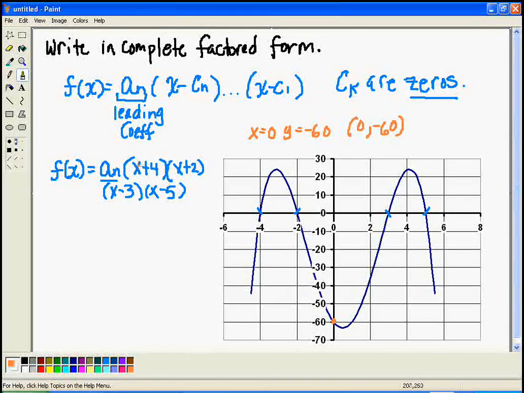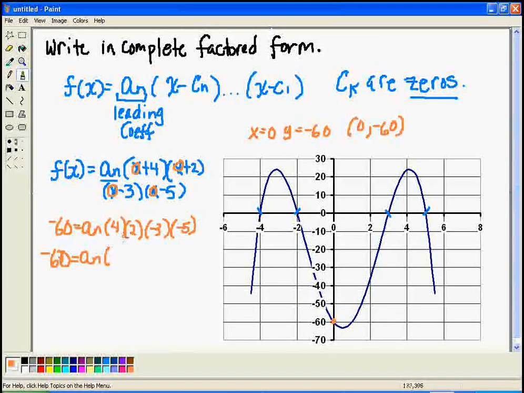I'm just going to plug in 0 for each of my x's. And what am I going to do with the -60? Well, that is what it's going to be equal to. So I get -60 equals a sub n, and now I've got 0 plus 4, so 4, times 0 plus 2, so 2. 0 minus 3 is a -3. 0 minus 5 gives me a -5. So I get -60 is going to be equal to my a sub n.